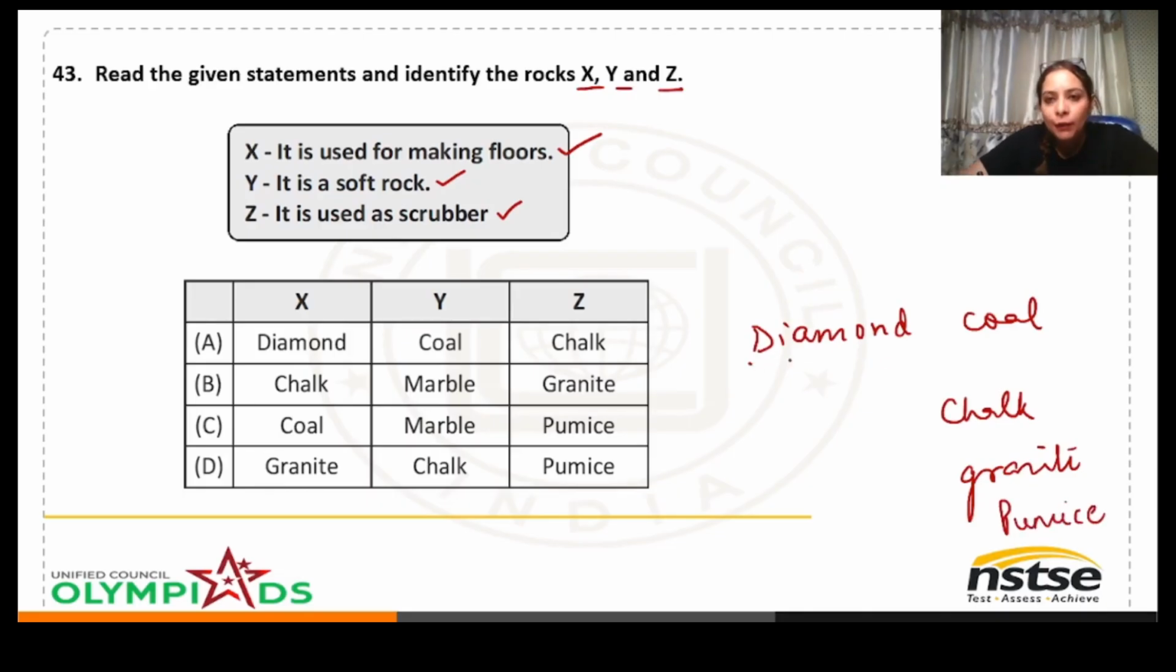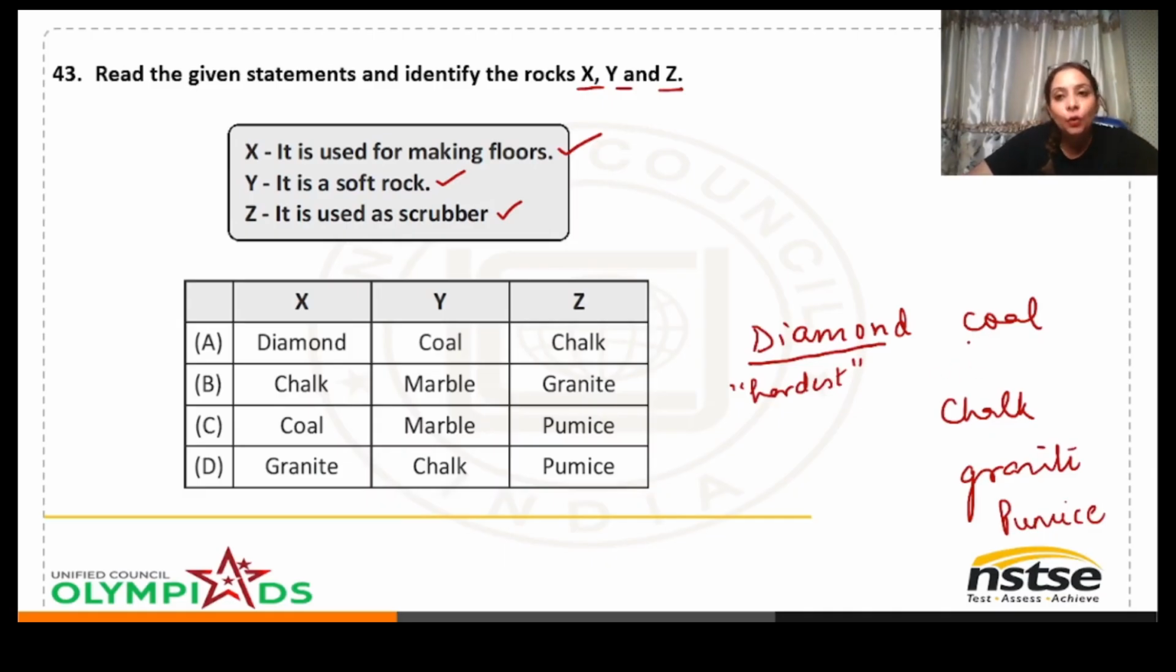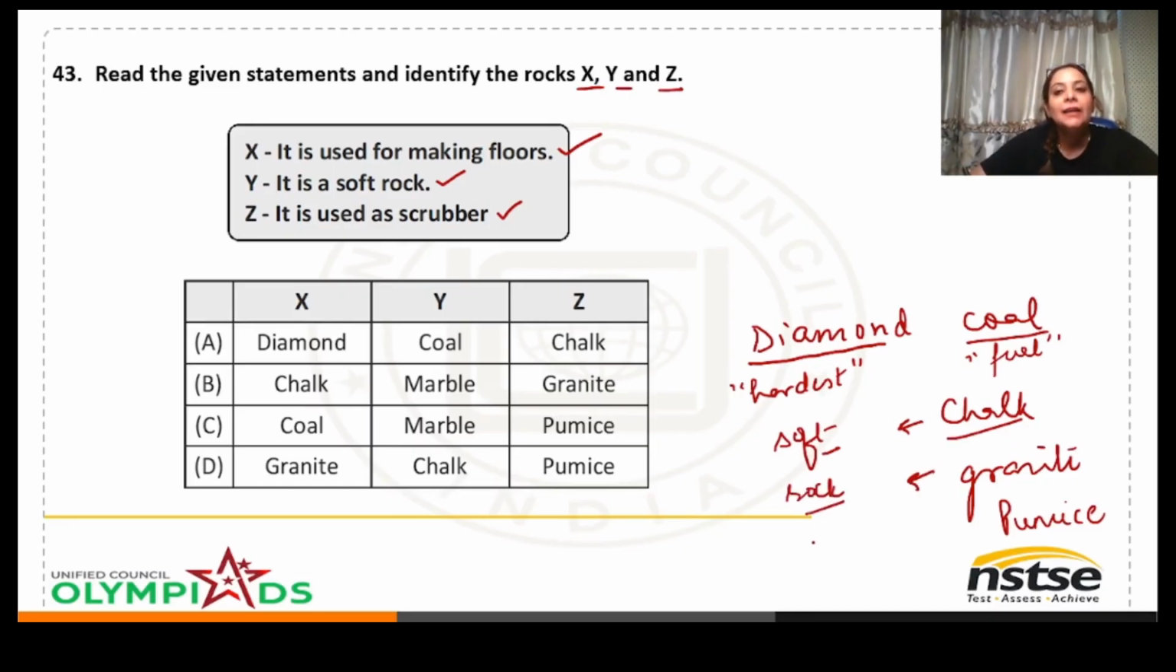So I hope you all know about diamond. Diamond is a natural mineral and it is the hardest substance known. It is the hardest substance, and diamond is used for making jewelry because diamond is a very expensive stone. And coal we know is a black color substance and it is used as a fuel. Chalk is also a kind of rock and it is very soft and we can make use of this chalk to write on the boards. Granite is also a rock and it is quite hard. That is why it is used for making floors also.